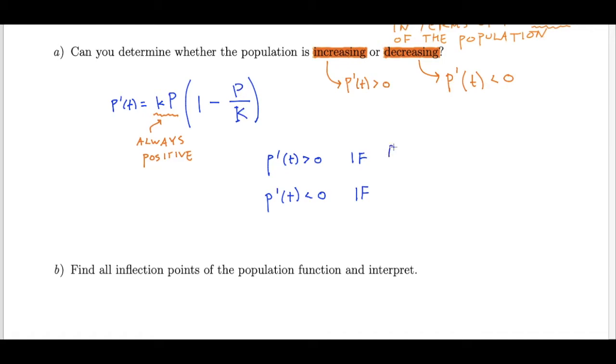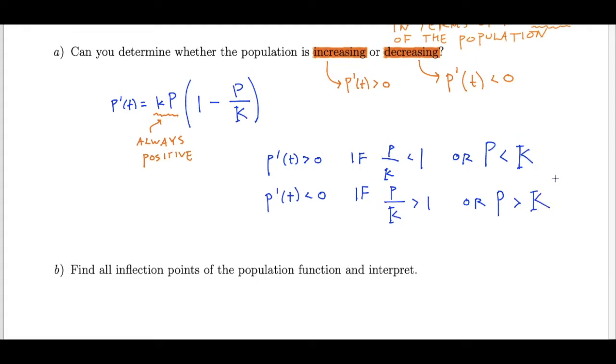That is, if P over capital K is less than 1. Another way of saying that is that capital P is less than capital K. Applying that same logic can actually determine that the overall derivative will be negative if that fraction is greater than 1. That is to say, if capital P is greater than capital K.